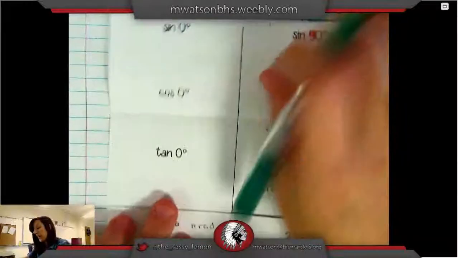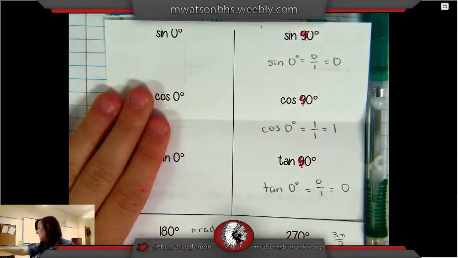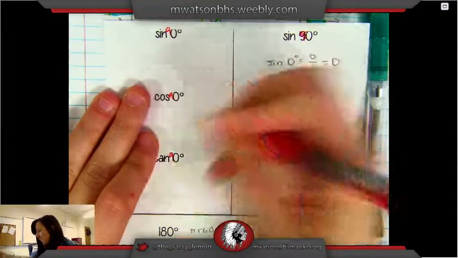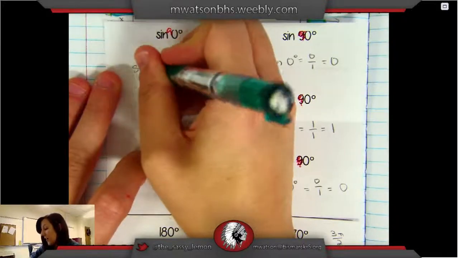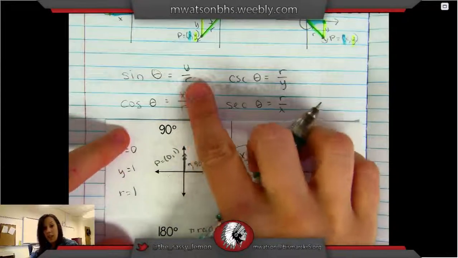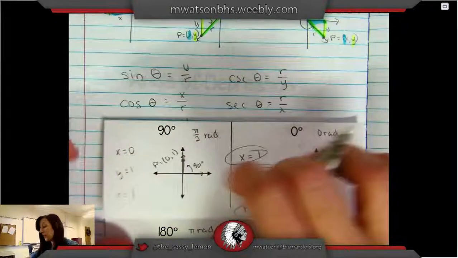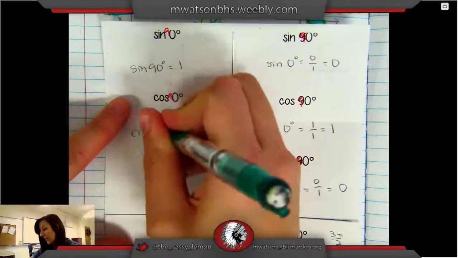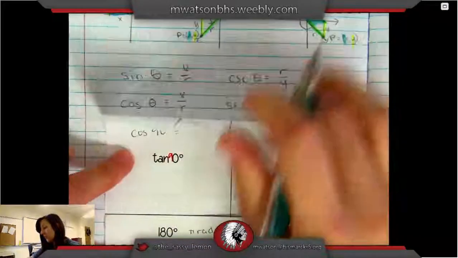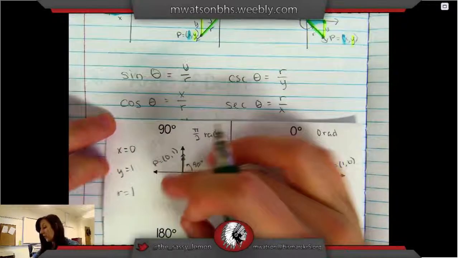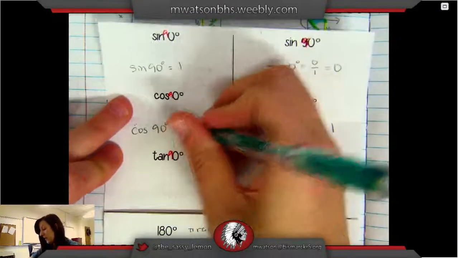We're going to go to the inside of our foldable where this is supposed to say 90, and we're going to find each of these. So sine of 90 degrees equals, our notes say y over r, so we got 1 over 1, that equals 1. Cosine of 90 degrees equals, if you look at our notes, x over r, that's going to be 0 over 1, so that's going to be 0.